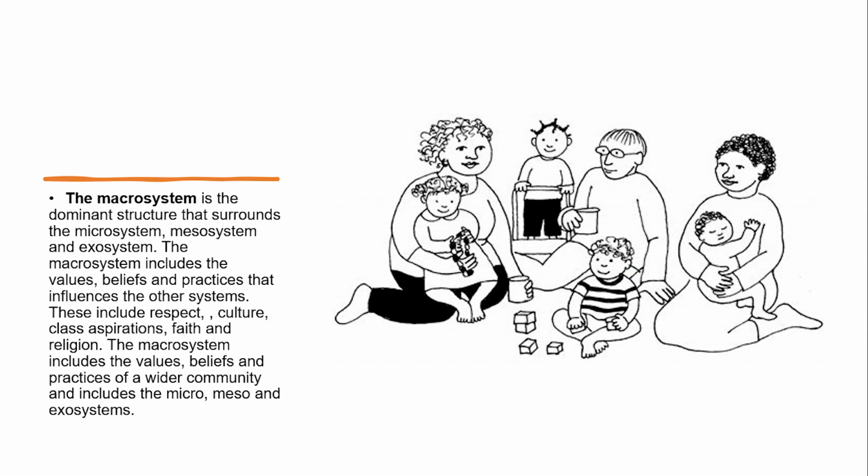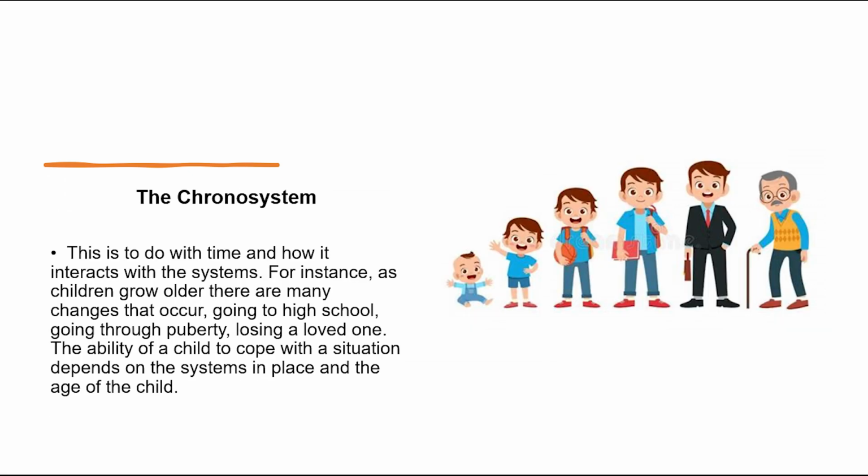Next one is the macrosystem. It's a dominant structure that surrounds the microsystem, the mesosystem, and the exosystem. The macrosystem includes the values, beliefs, and practices that influence the other systems. These include respect, culture, class aspirations, faith, and religion. The macrosystem includes the values, beliefs, and practices of a wide community and includes the micro, meso, and exosystems, like for instance your external families.